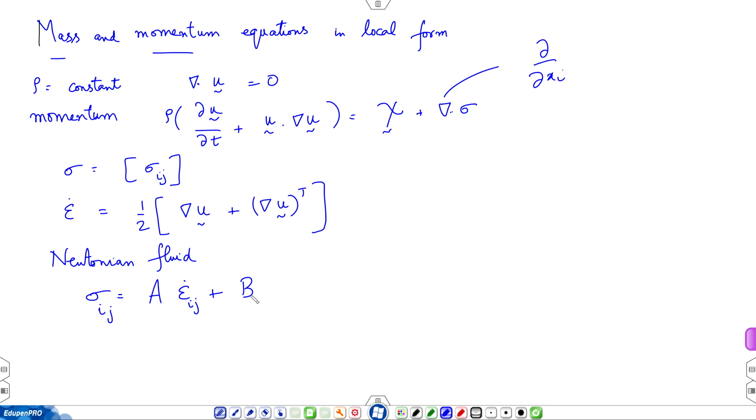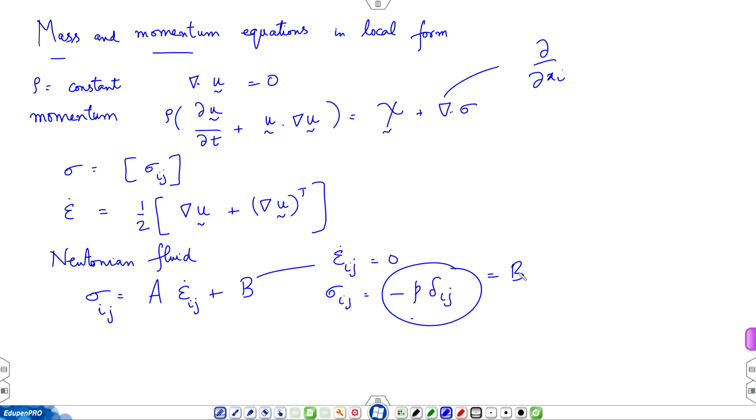So, what is b? b is the value of sigma when epsilon dot is 0. So, this is for epsilon dot ij equal to 0, it is a stagnant fluid. So, sigma ij is equal to minus p delta ij, and therefore, this expression is equal to b. So, you already have sigma ij equal to minus p delta ij plus a epsilon dot ij. The next question is what is a?